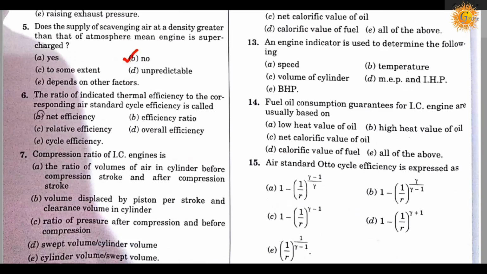Question number 6. The ratio of indicated thermal efficiency to the corresponding air standard cycle efficiency is called: option A net efficiency, option B efficiency ratio, option C relative efficiency, option D overall efficiency, option E cycle efficiency. So correct answer is C, relative efficiency.